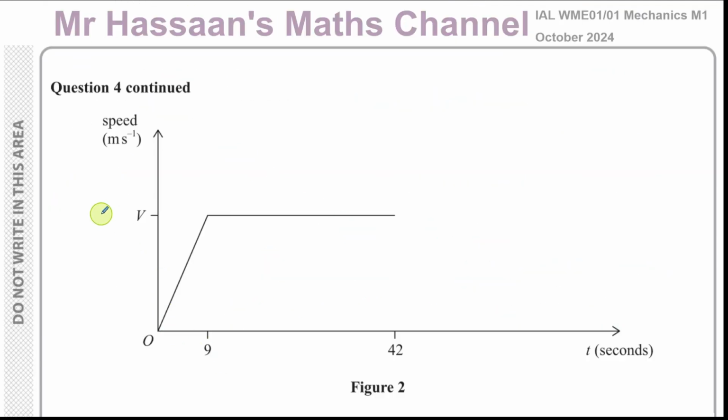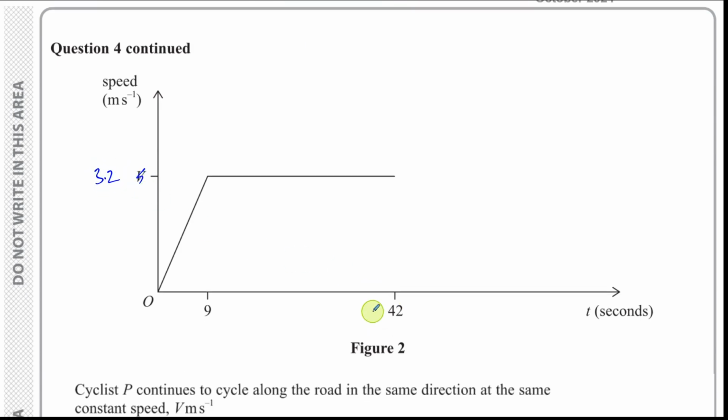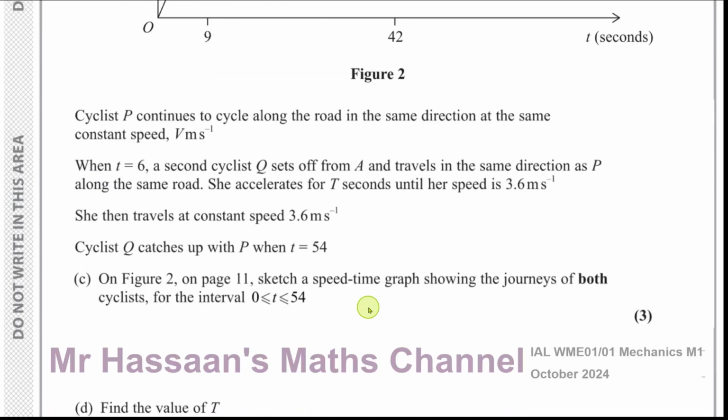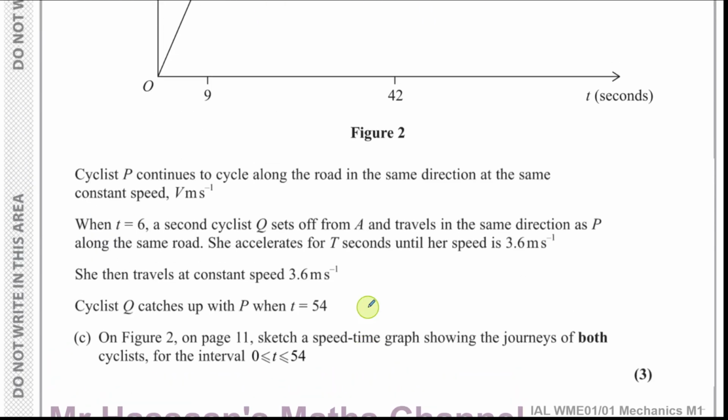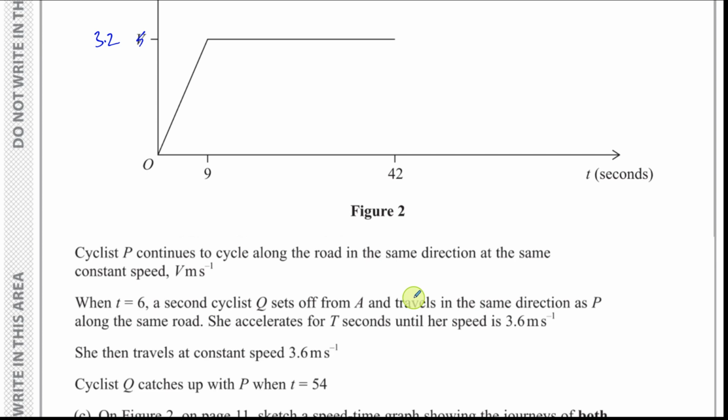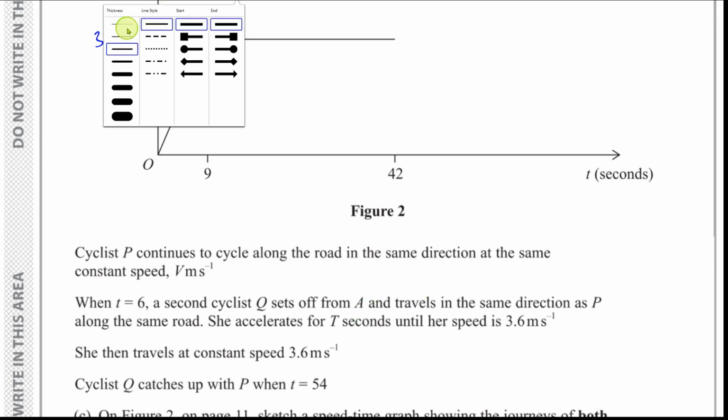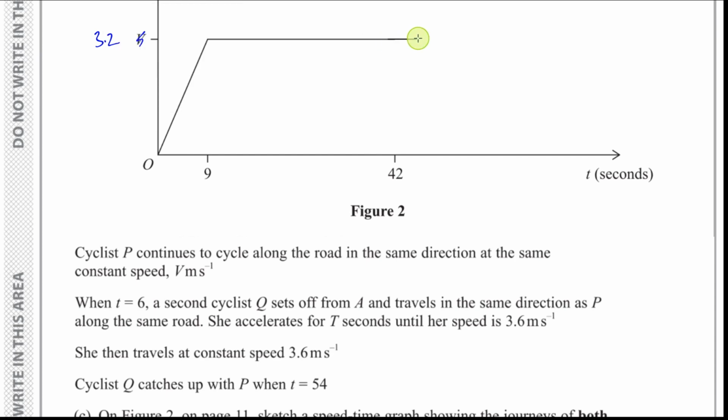Right, so this is 3.2 meters per second. Okay, now, part B of the question, it tells us that cyclist P continues to cycle along the road in the same direction at the same constant speed. So he carries on after this, cycling along the road with the same speed.